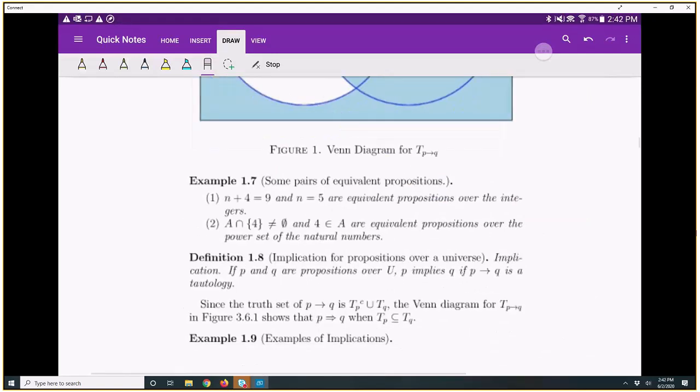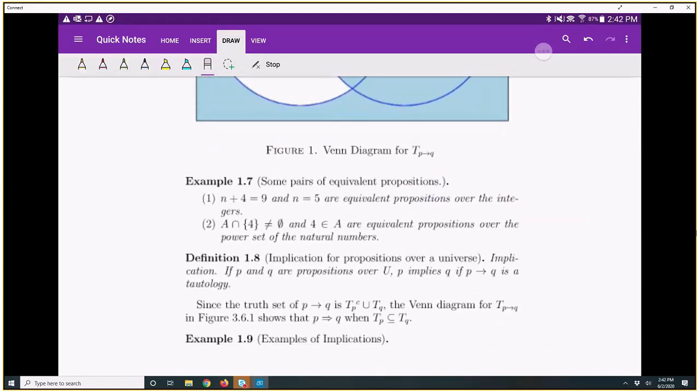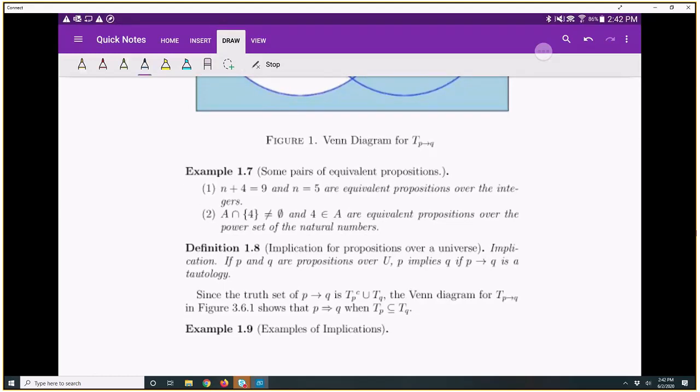Here are some more examples. Take the proposition n plus 4 equals 9. Then over the set of integers, there's only one integer that satisfies n plus 4 equals 9, which of course is 5. So the proposition n equals 5 is equivalent to the proposition n plus 4 equals 9. And we know this because we've been solving these types of algebraic equations for many years. Just subtract 4 from both sides to get the other one.